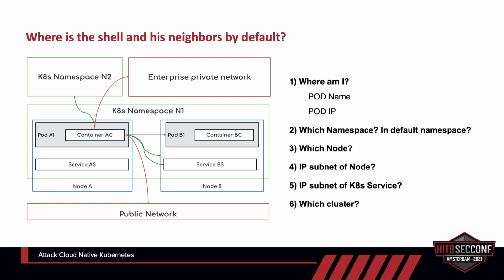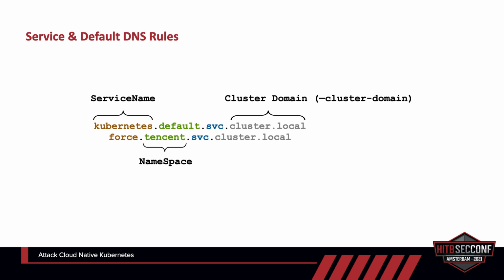Normally, you try to get the following types of information. Information about the current pod: which namespace is the current pod located in? Is it the default namespace? Where is the current pod? What is the IP subnet of the node server? K8s service and custom info can also be helpful. In order to let everyone understand service and namespace better, let's look at the service DNS based on these two.